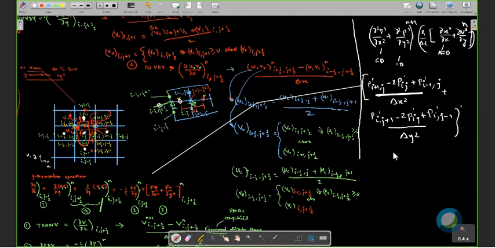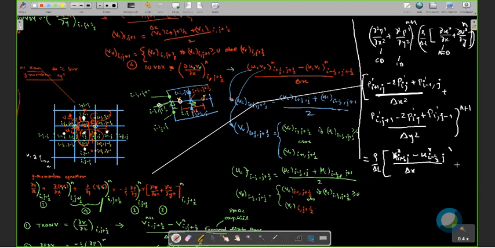And this has to be equated with the terms. So first term, del u star by del x, will be u star minus u star, but u star at what? U star at ij: u star at i plus half, j minus u star at i minus half, j.